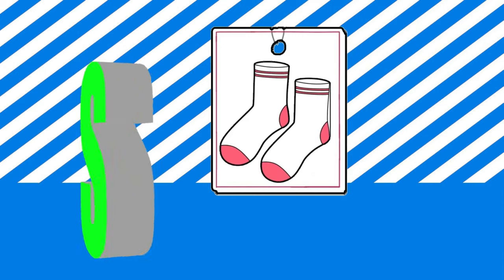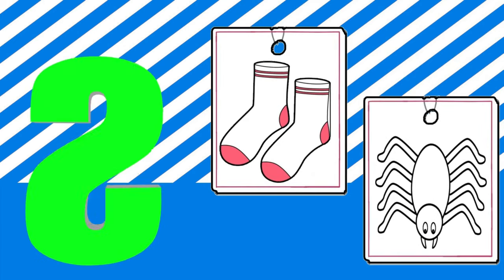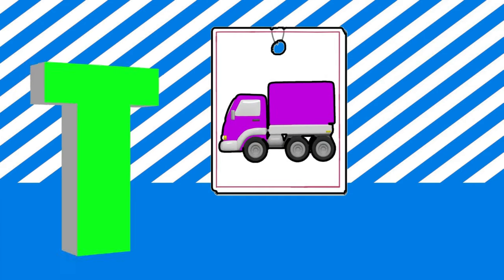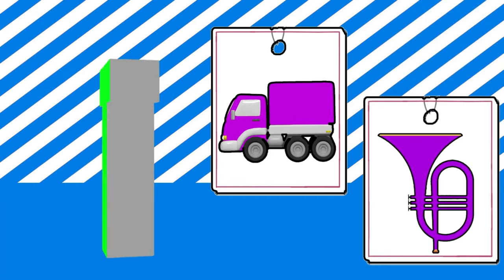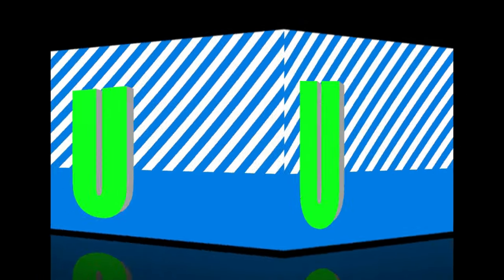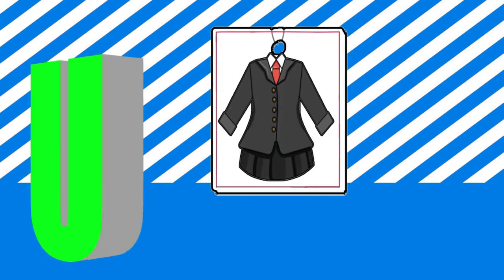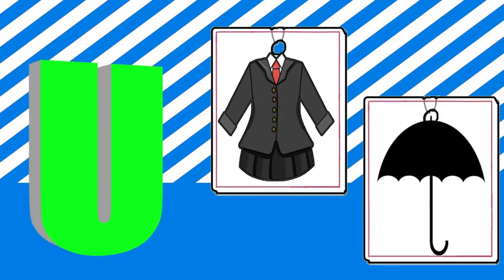S. This is the letter S. S sounds like S. White socks, white spider. T. This is the letter T. T sounds like T. A purple truck, a purple tuba. U. This is the letter U. U sounds like U. A black uniform, a black umbrella.